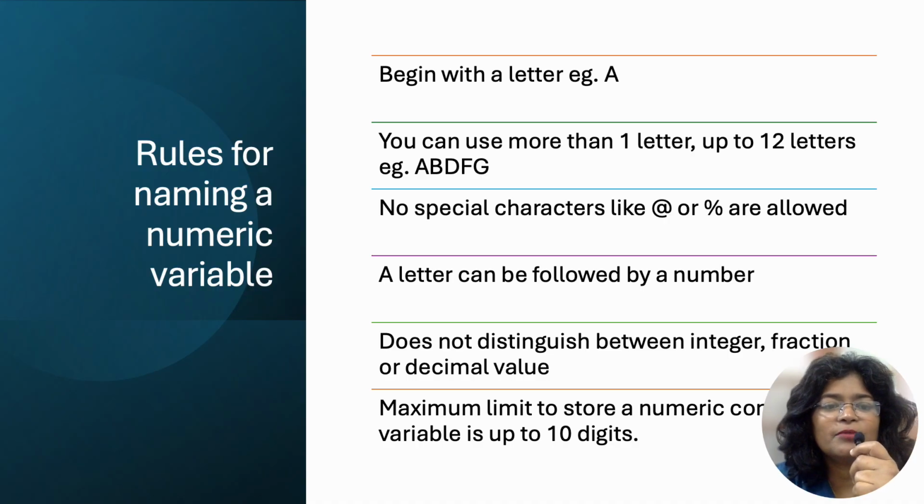Rules for naming a numeric variable. You have to begin with a letter, anything between A and Z. You can use more than one letter, up to 12 letters. No special characters can be used, like you can't put an at the rate of sign or a percentage sign. No, it's not allowed. A letter can be followed by a number like A5 or B5, but you cannot write 5B, okay? It does not distinguish between an integer, fraction, or a decimal value. The maximum limit to store a numeric constant would be up to 10 digits.